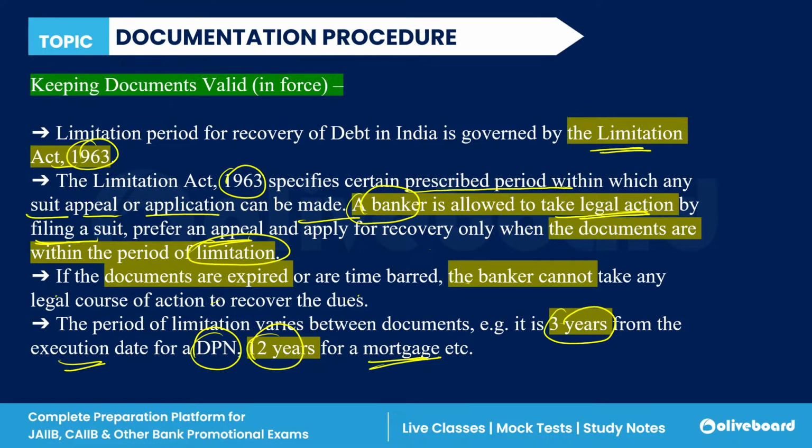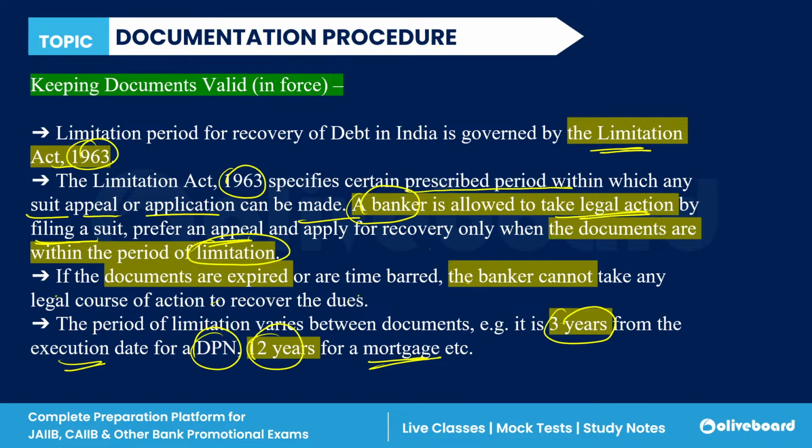For example, in the case of a demand promissory note, from the date of execution there is a time period of 3 years. You can file an appeal against the defaulter party within these 3 years. If these 3 years lapse, then there is no legal remedy. You cannot file an appeal against them.